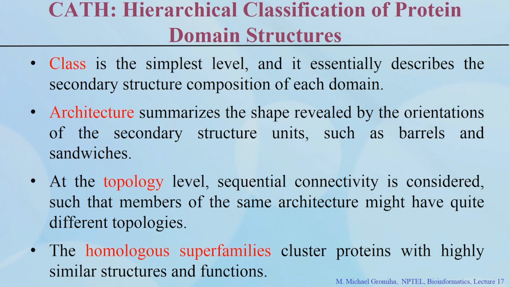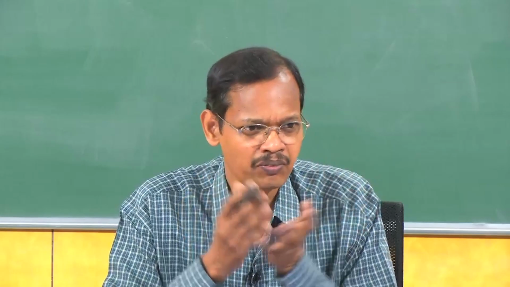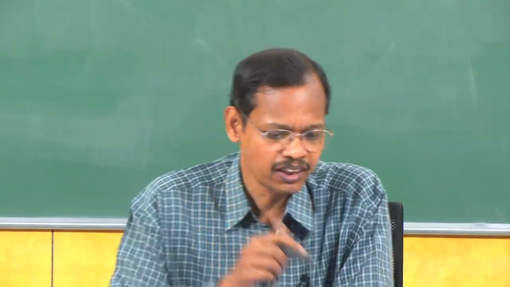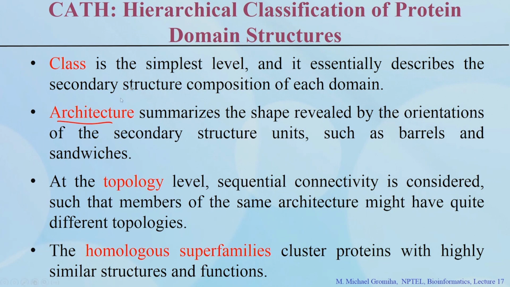What are the 4 different classes? All alpha, all beta, alpha plus beta, and alpha beta, right. You can see the 4 different classes; this is the simplest way. And then we go to the architecture. This summarizes the orientation of the structural units, like whether this is a barrel or a sandwich and so on.